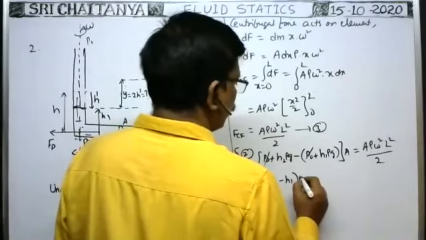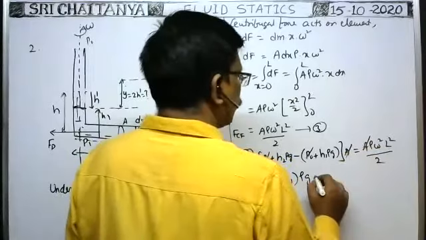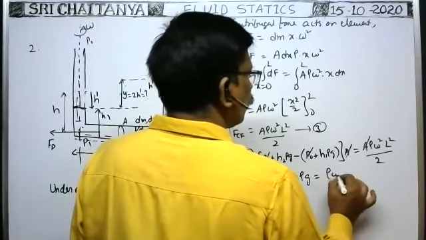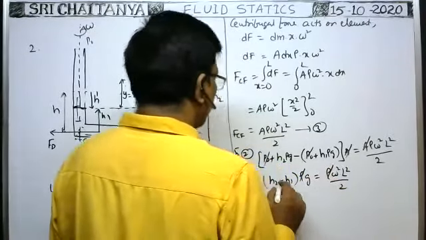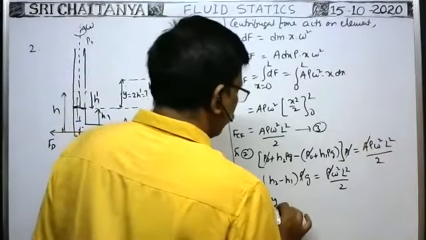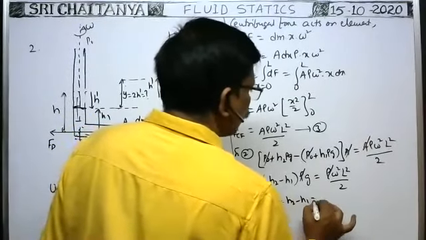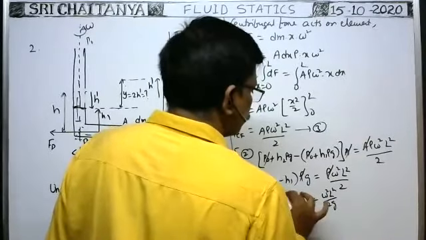H2 minus H1 into rho z. Of course, A can be cancelled. This is equal to rho omega square L square by 2. Rho cancels. Therefore, H2 minus H1 is equal to Y now. Therefore, Y is equal to H2 minus H1, that is equal to omega square L square by 2z.